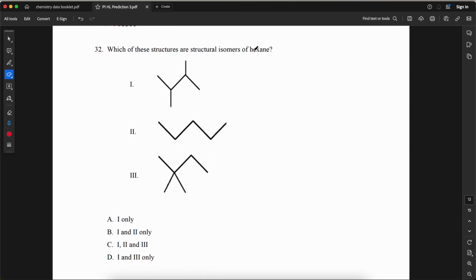Which of these structures are isomers of hexane? Hexane will be C6H14, from CnH2n+2. So this will be CH3, CH3, CH3, CH3, and this will be CH. How do I know? When we check, this would be C for sure. And how many bonds? 1, 2, 3. C should have 4 bonds, so we need one more bond, which is H. The same here: C has 1, 2, 3, we need one more H. So that would be 4 bonds. So this would also be C6H14 if you calculate them.